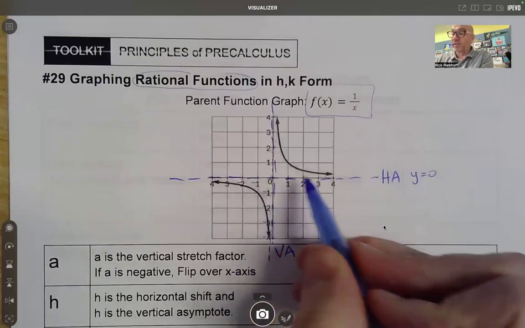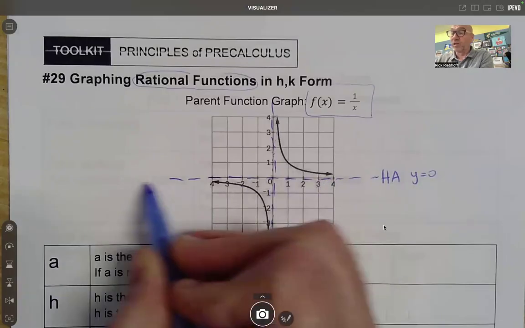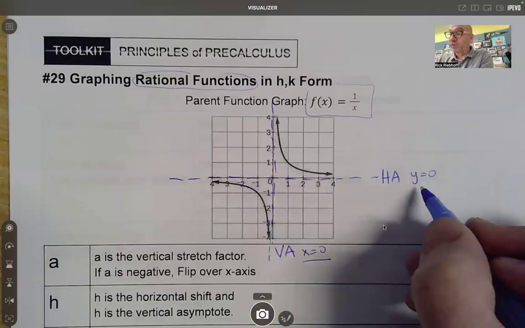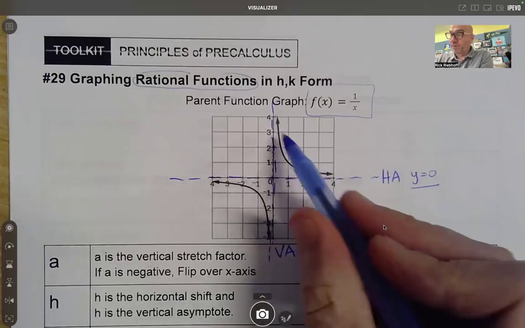Here, y is equal to 0. X is 1, but y is 0. X is 2, y is 0. X is 3, y is 0. Y is 0 all along this line. So we call it y equals 0. It does seem odd, I know, but go with it.